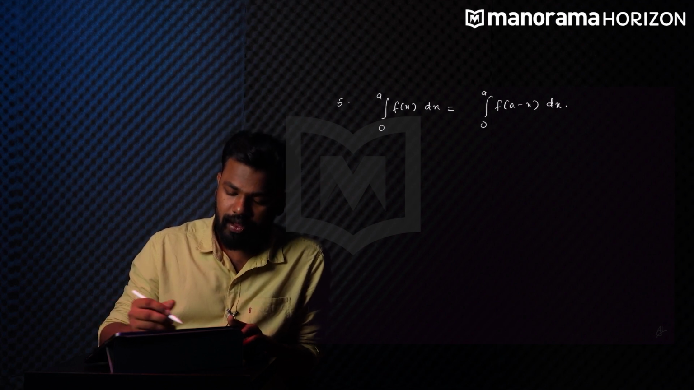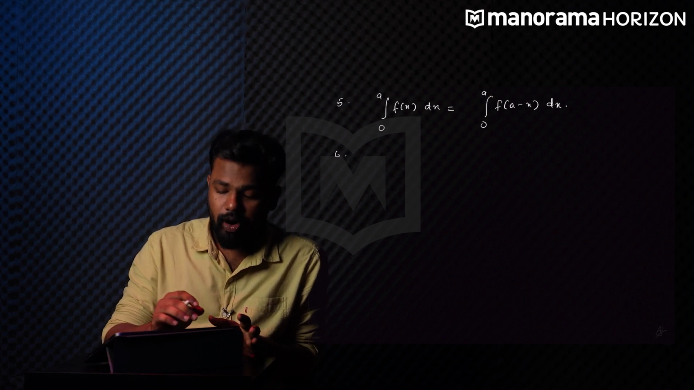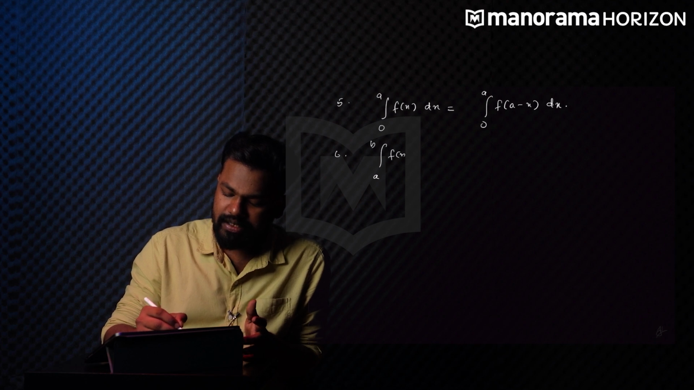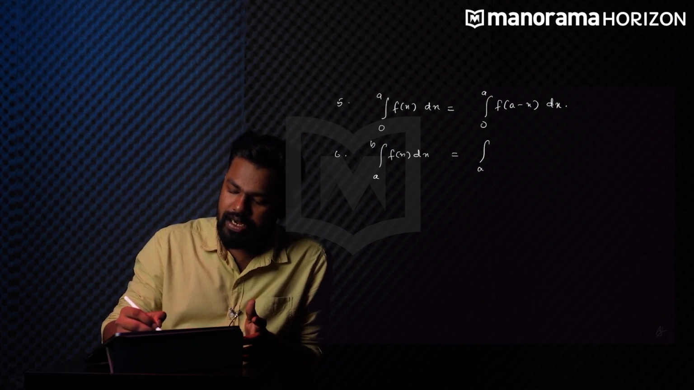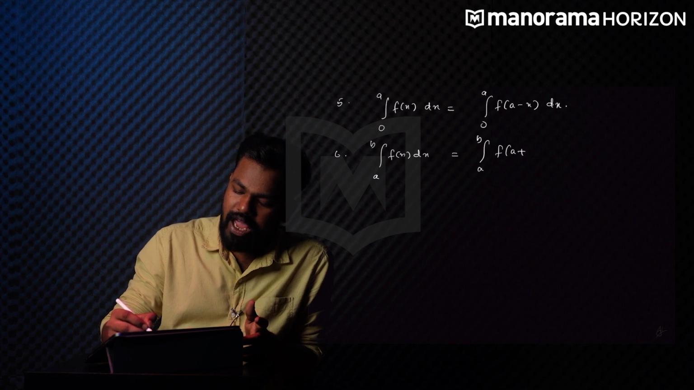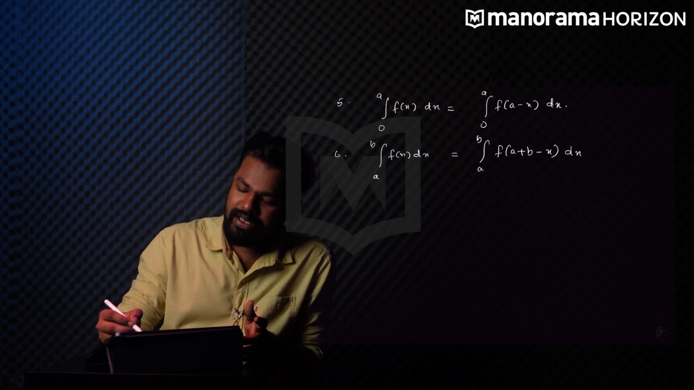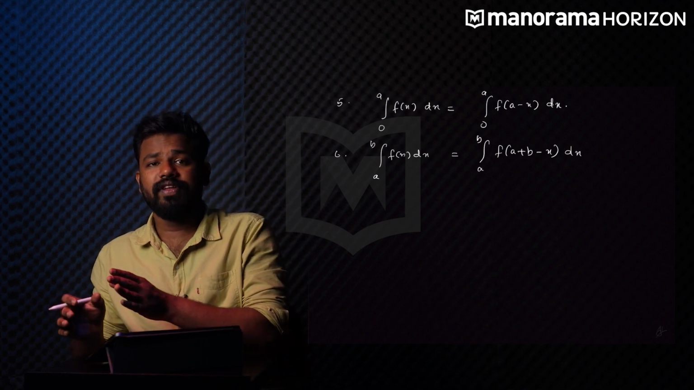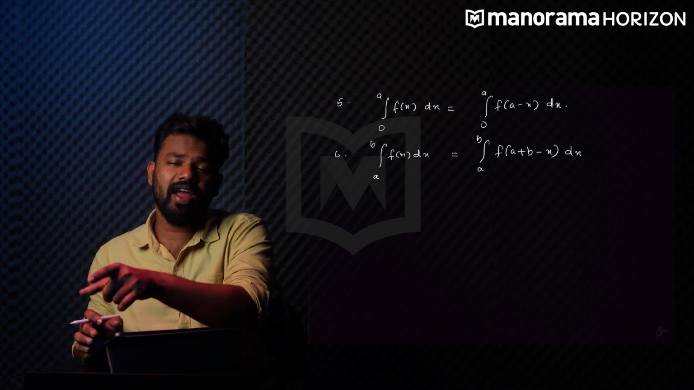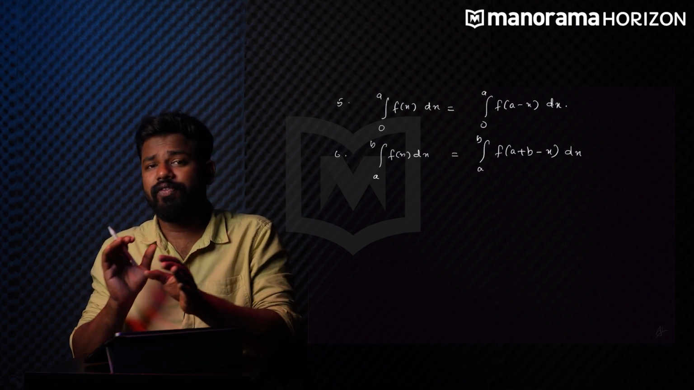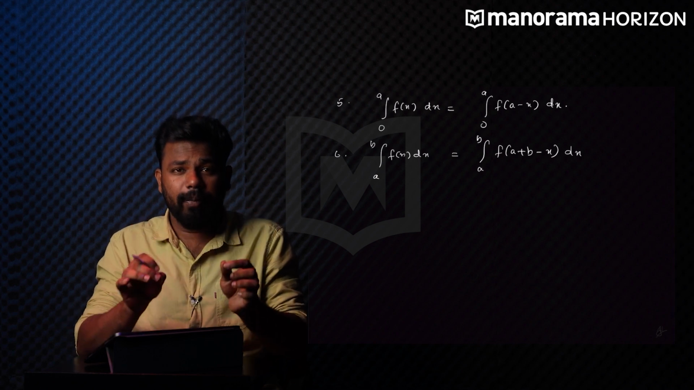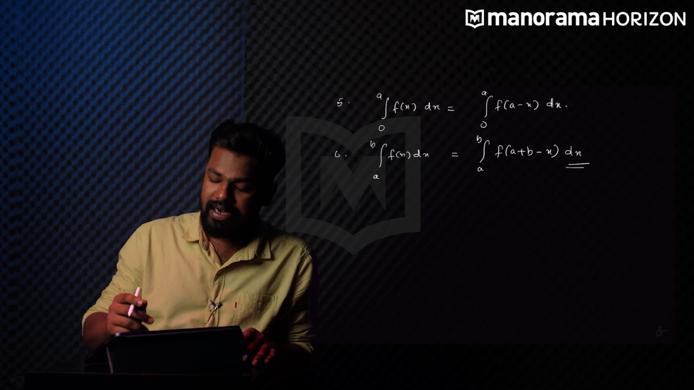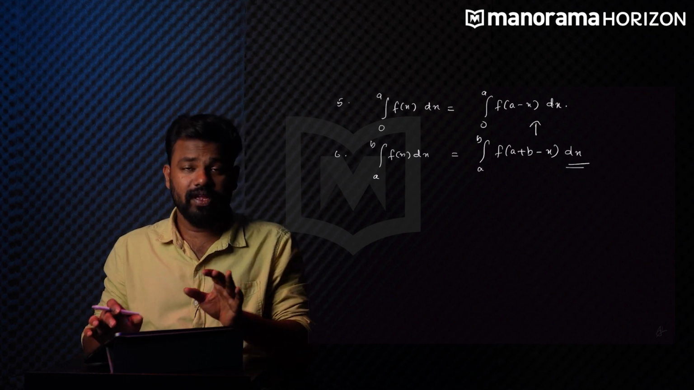Very important property. The sixth one, a similar property of the same previous one. If I write integral a to b f of x dx, I can also write it as integral a to b f of a plus b minus x dx. So this is a very important property. So if I have a limit from a to b f of x dx, then I can add these two limits and subtract x. That is, integral a to b f of x dx is equal to integral a to b f of a plus b minus x dx. So that is a sixth property, and this fifth one is actually a result of the sixth property.